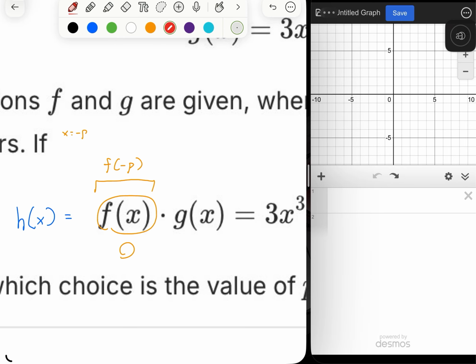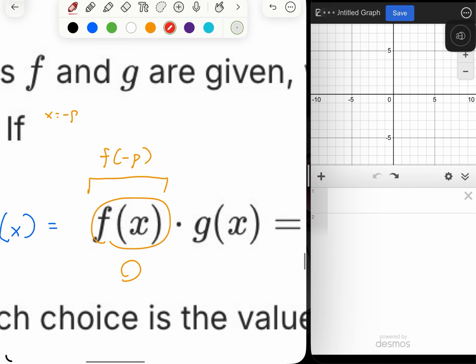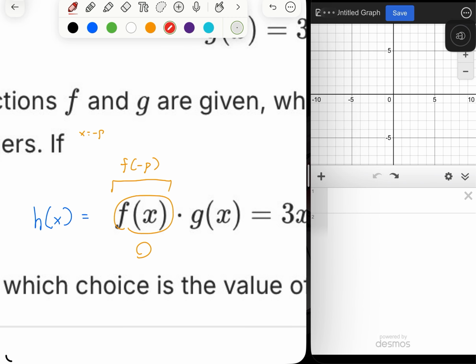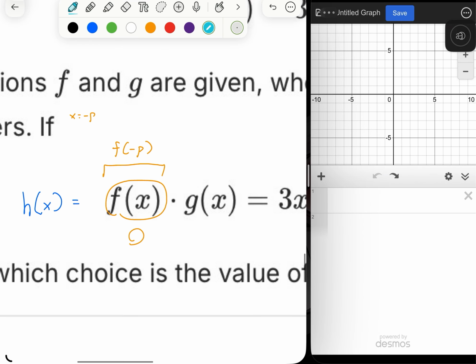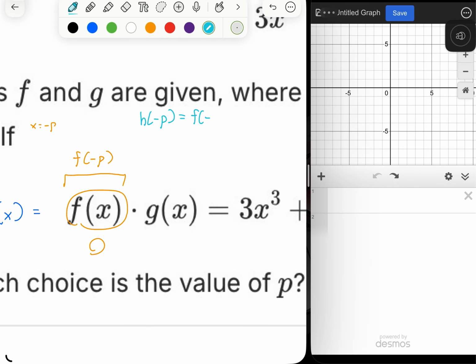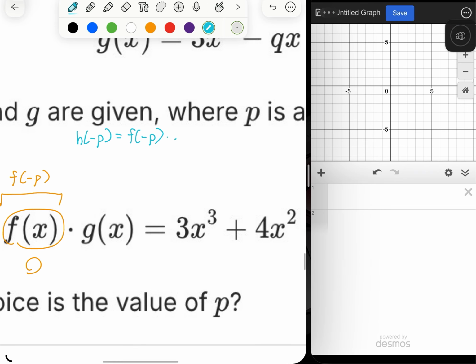Now, remember how I defined the function h of x? If you're plugging in negative p for x, well, that means we're assuming that we're plugging negative p for h of x too, because that's the input. So essentially, what you do is you replace x with negative p everywhere. So you do h of negative p equals f of negative p times g of negative p.